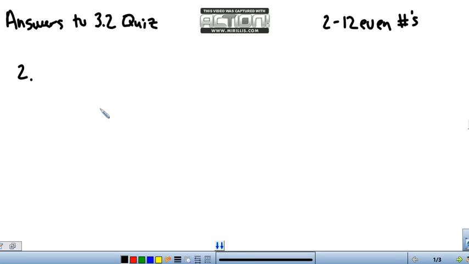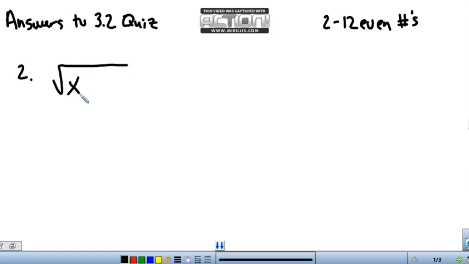Okay, here's the work for the quiz that you just took. You have a test coming up, so I want to make sure that you know how to do these problems. Okay, so you had to do numbers 2 through 12 even on the handout that I gave you. So here we go. Problem number 2.